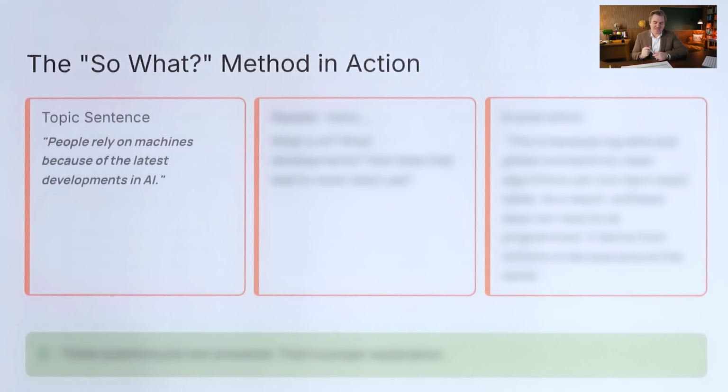So the topic sentence is, people rely on machines because of the latest developments in AI. I'm going to imagine my 6-year-old.